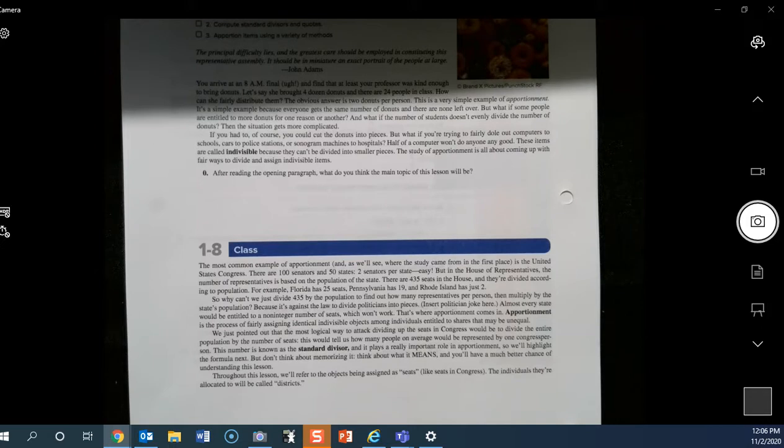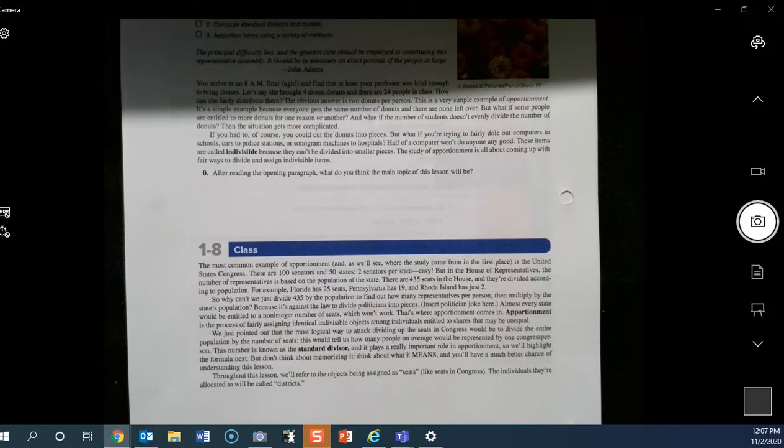For example, Florida has 25 seats. Pennsylvania has 19, and Rhode Island has just 2. So why can't we just divide 435 by the population to find out how many representatives per person, then multiply by the state's population? Because it's against the law to divide politicians into pieces. Almost every state would be entitled to a non-integer number of seats, which won't work. That's where apportionment comes in.